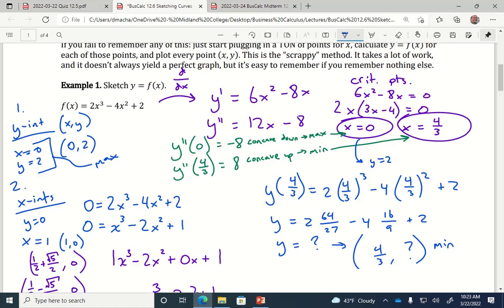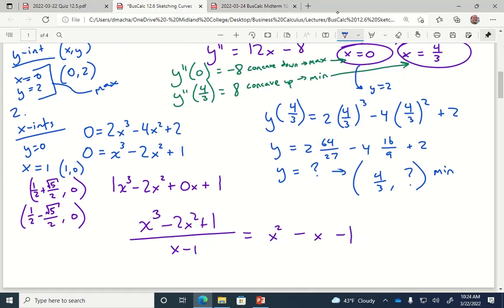Restart. I only had 2 critical points, and I found that there were a maximum and a minimum. That doesn't mean I can't have an inflection point. It's possible that you have an inflection point where you don't have a critical point. If you want to find your candidates for your inflection points, you can set your second derivative equal to 0. So if I set 12x minus 8 equal to 0, I find that I have an inflection point at 8 divided by 12, which is 2/3.